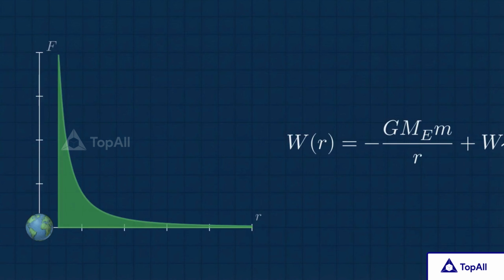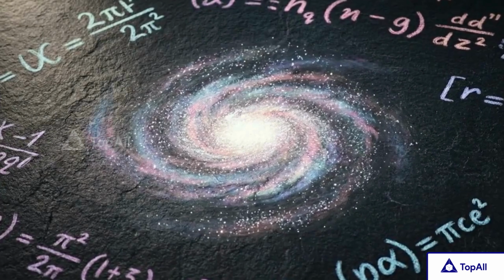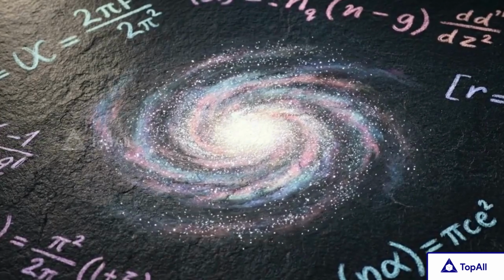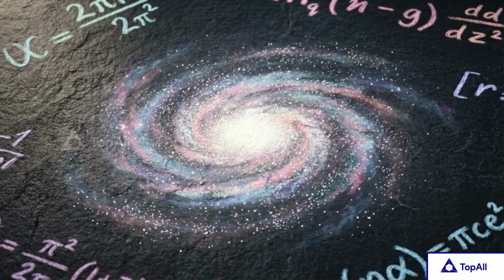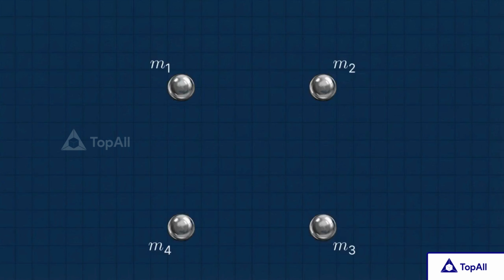The energy at distance r equals negative big G, the universal gravitational constant, times the mass of the Earth and the object, divided by r plus a constant, W1. This relationship describes every gravitational interaction in the universe, governing any system of multiple masses, regardless of their size or location. Take a system of 4 masses at the corners of a square.